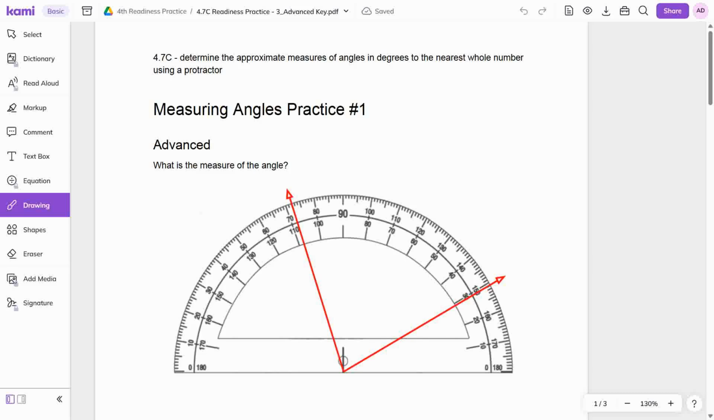Today we are looking at the fourth grade concept of measuring angles. This is Readiness Practice 4.7c, the advanced version.